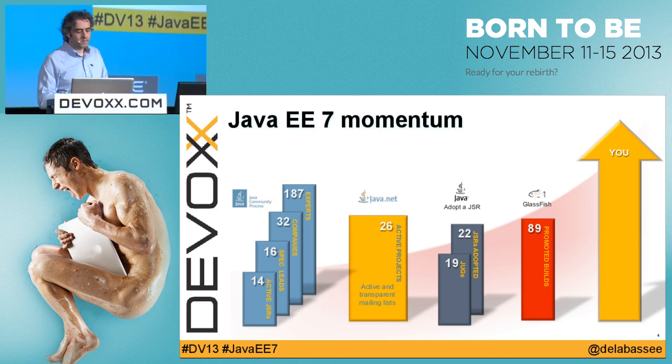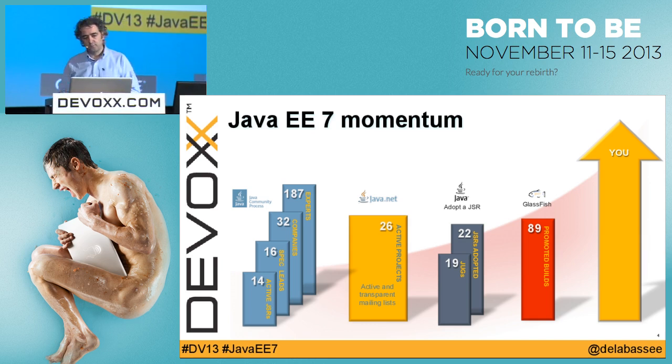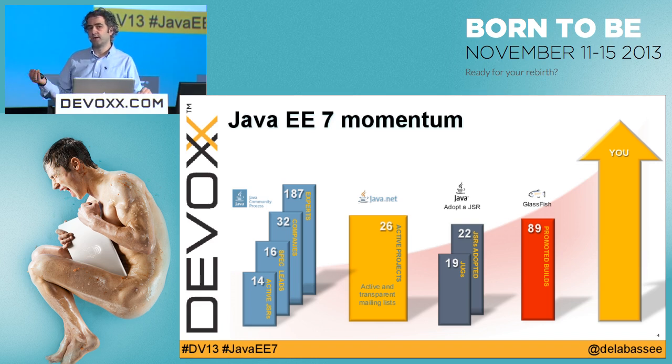Just another metric, which is not on the slide. I think we have something like 15 books on Java 7 today. It's really the first time that the platform is launching and we have that many books available on the market. So it clearly shows that there is a huge momentum around Java 7.